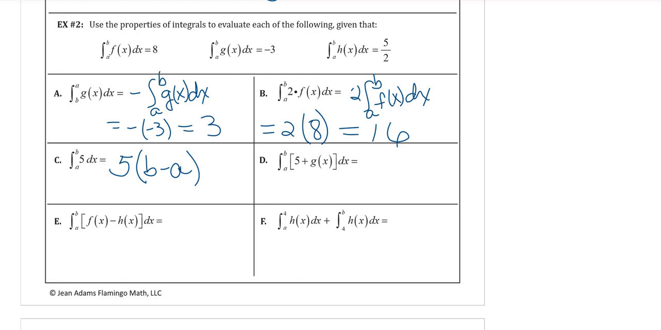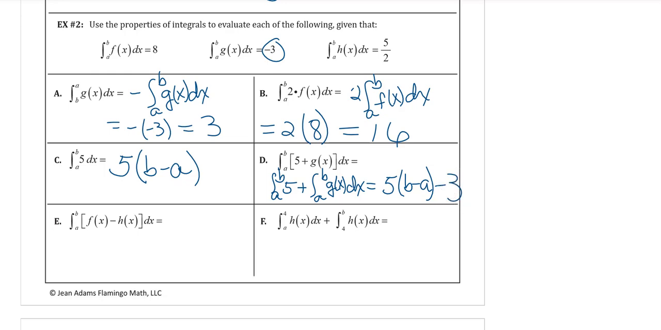And then for letter D, we're going to break this up into pieces. So we're going to integrate from a to b of 5 plus the integral from a to b of g of x dx. And this is going to give us our 5 times b minus a. And then we're going to add to it our value for g, so we change that to -3.